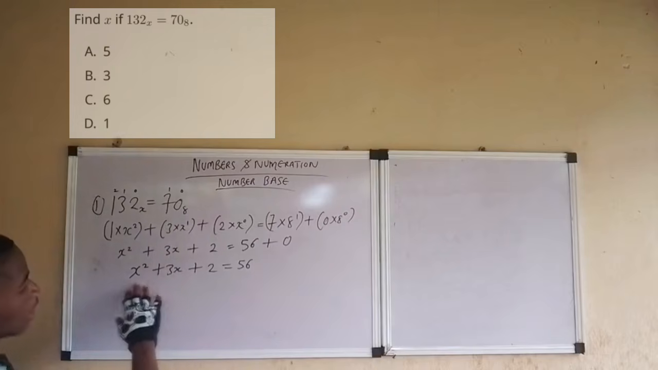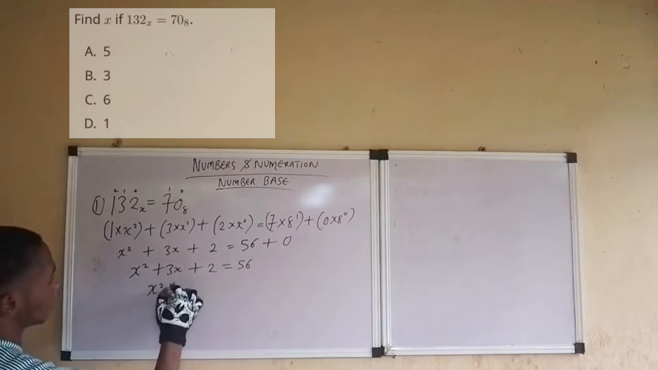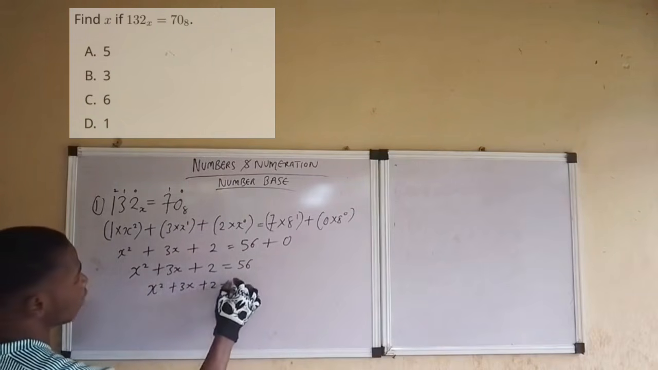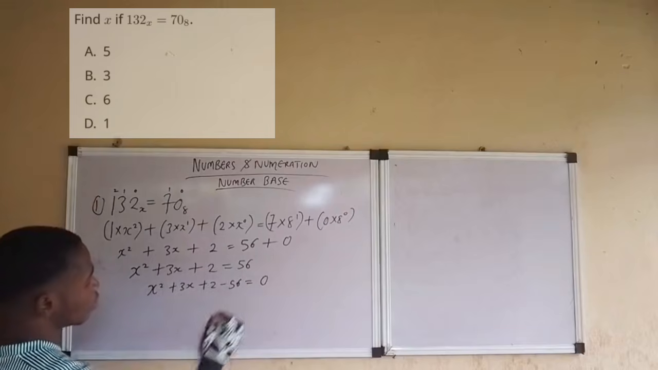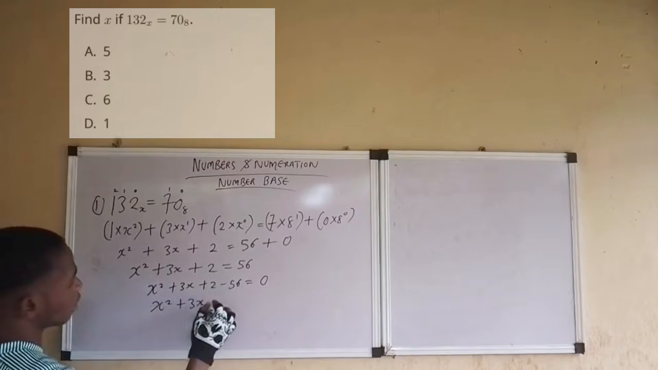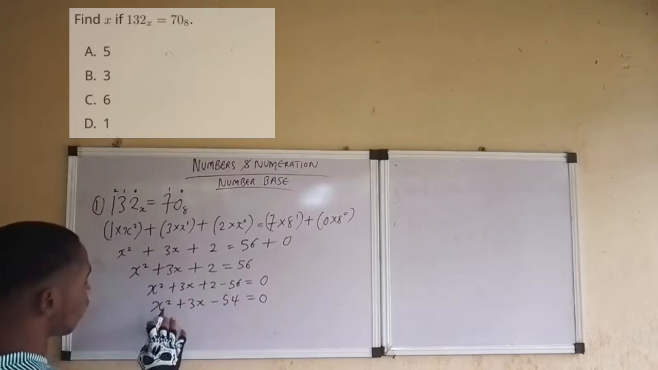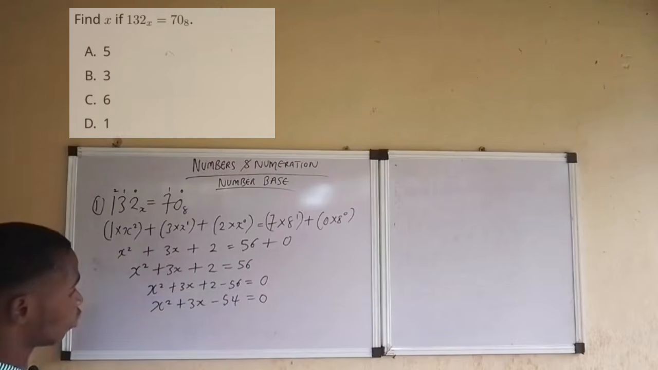Now, let's express this in terms of a quadratic equation by equating everything to 0. So we're going to be having x squared plus 3x plus 2 minus 56 equals 0. All right? So we're having x squared plus 3x minus 54 equals 0. So from here, we are going to simplify quadratically.